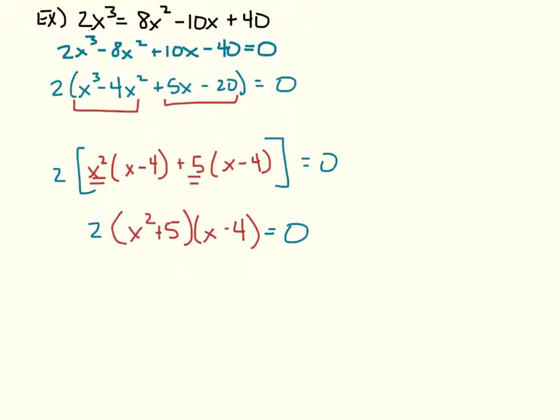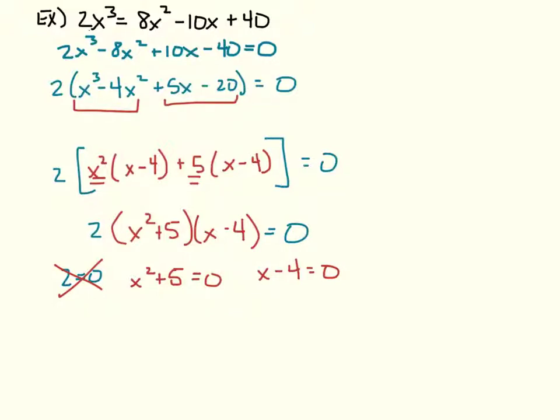Time to solve. So what do I do with each piece? Set it equal to 0. And I'm looking for real solutions. So 2 equals 0. Does 2 equal 0? No. If there's no variable attached to it, you can just forget about it. Okay. x squared plus 5 equals 0. And x minus 4 equals 0.